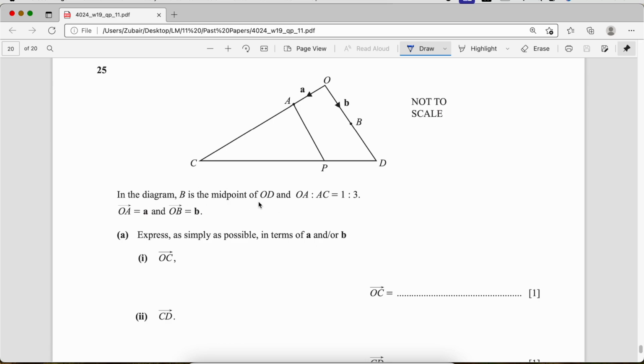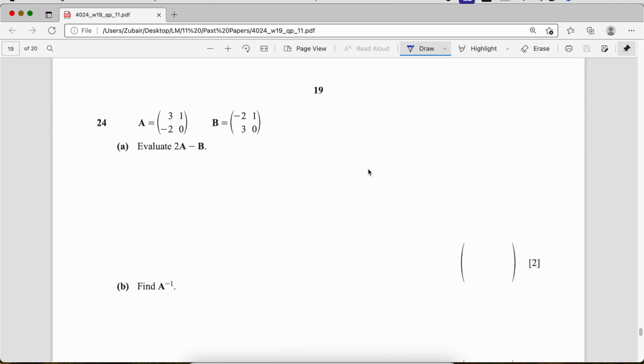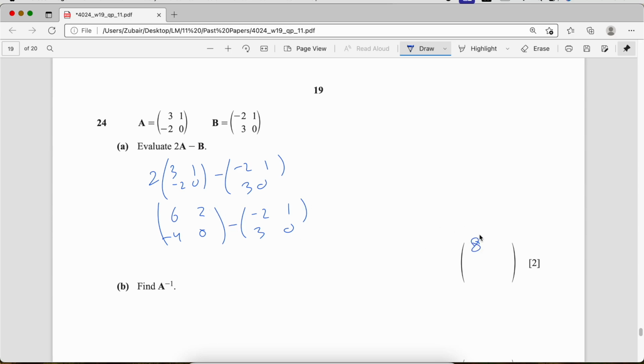In the diagram, B is the midpoint of OD and OA ratio AC is 1 ratio 3. I think I should complete this quickly. It's simple. 2A minus B, I'm just substituting. (3, 1) minus (2, 0) minus B is minus (-2, 1, 3, 0). That's (6, 2) minus (4, 0) minus (-2, 1, 3, 0). So first element subtracted first. 6 minus minus 2 is 8. 2 minus 1 is 1. 4 minus 3 is minus 7.